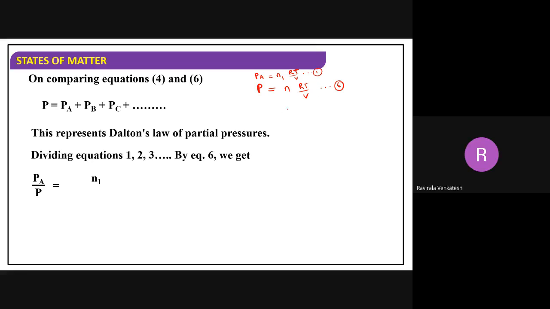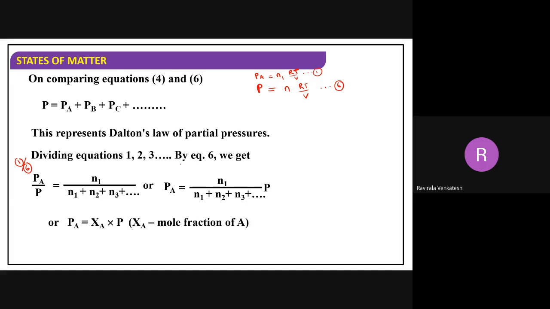Now, what I am doing is three times: equation number 1 by 6, 2 by 6, 3 by 6. Let me do it down here. First of all, I am doing 1 by 6, equation number 1 by equation number 6. Now this PA is N1 into RT, N, isn't it? If I can, I will write it directly over here. What is actually the first equation? This one.